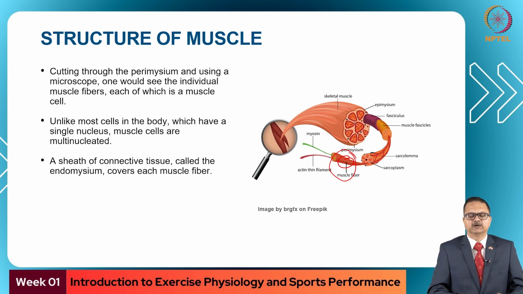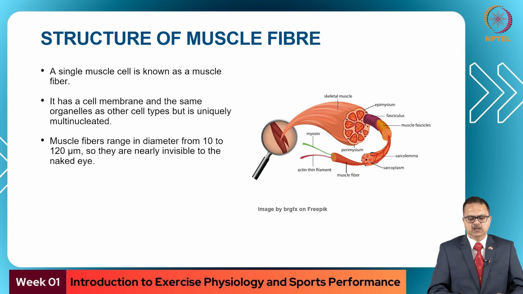So I hope you are with me so far. We have come down from the muscle to the muscle fiber. A single muscle cell is known as a muscle fiber. It has got a cell membrane and the same cell organelles that the other cell types have, but it is multinucleated. Muscle fibers range in diameter from 10 to 120 micrometer. So they are nearly invisible to the naked eye. To see them or to study them properly, you will generally require a microscope.